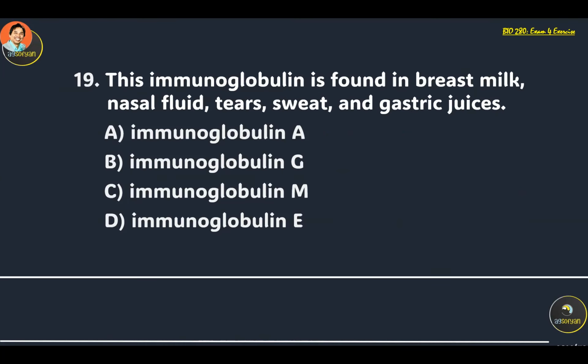This immunoglobulin is found in breast milk, nasal fluid, tears, sweat, and gastric juices. A, B, C, or D? I just explained this is the one that's found in the liquids of our body instead of the blood. It's going to be IgA, immunoglobulin A.